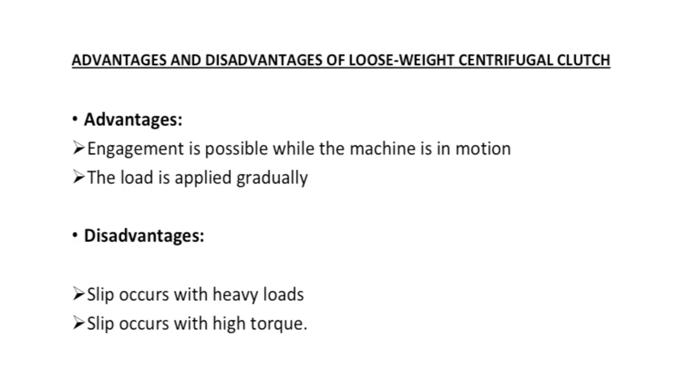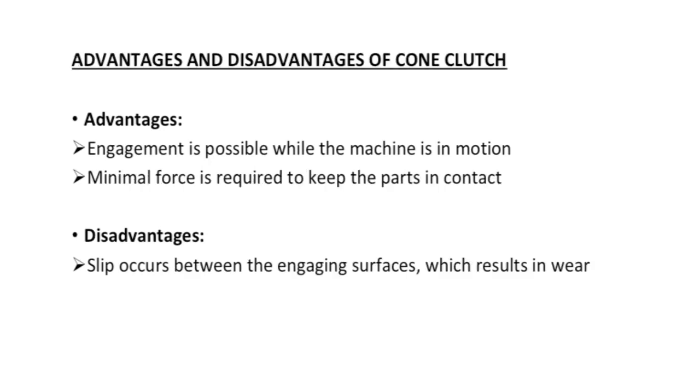Advantages of it: they say engagement is possible while the machine is in motion. The load is applied gradually. Then the disadvantages: slip occurs with heavy loads, and slip occurs with a high torque or high power. Then advantages of a cone clutch is that engagement is possible while the machine is in motion. Minimal force is required to keep the parts in contact. Then the disadvantages of a cone clutch is that slip occurs between the engaging surfaces, which results in wear.